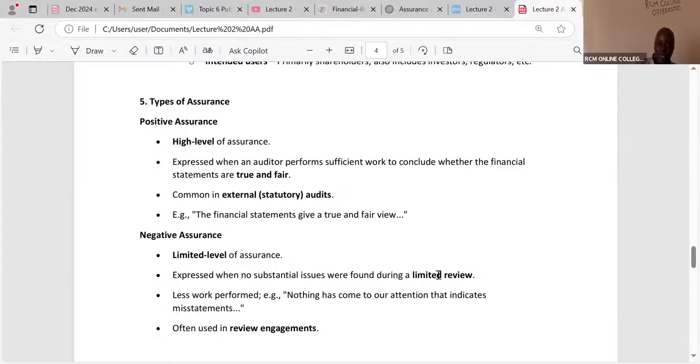So in this case, I'm going to give you this opinion, this assurance, when we have what we call a limited review. There is less work performed. So this is how it will read: nothing has come to our attention that indicates misstatements.